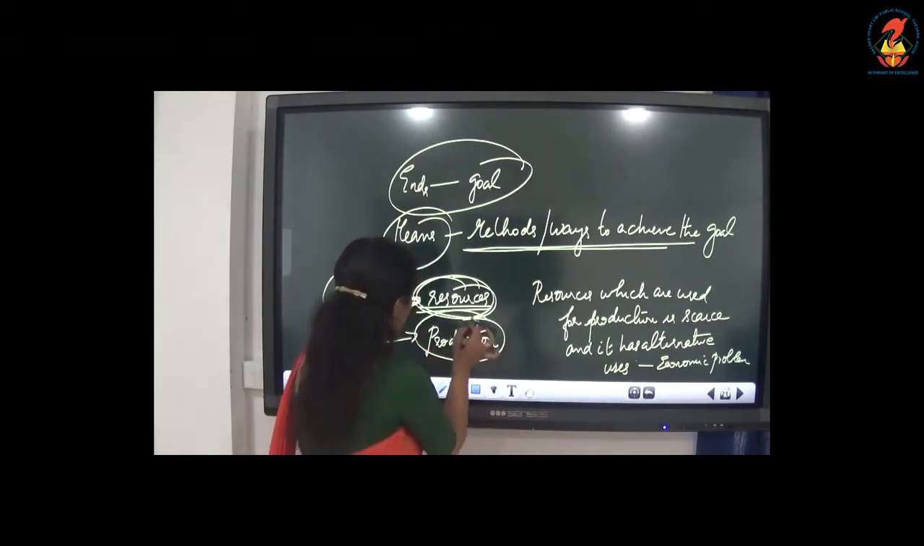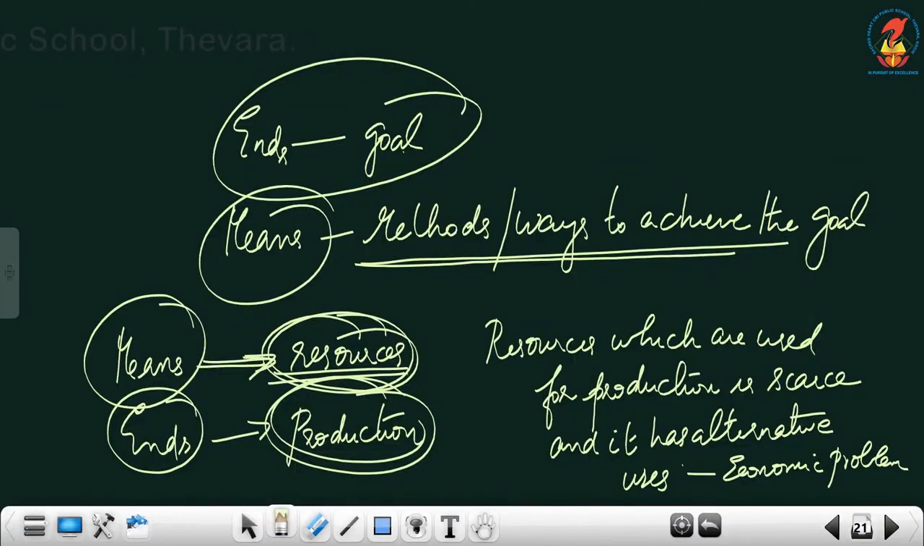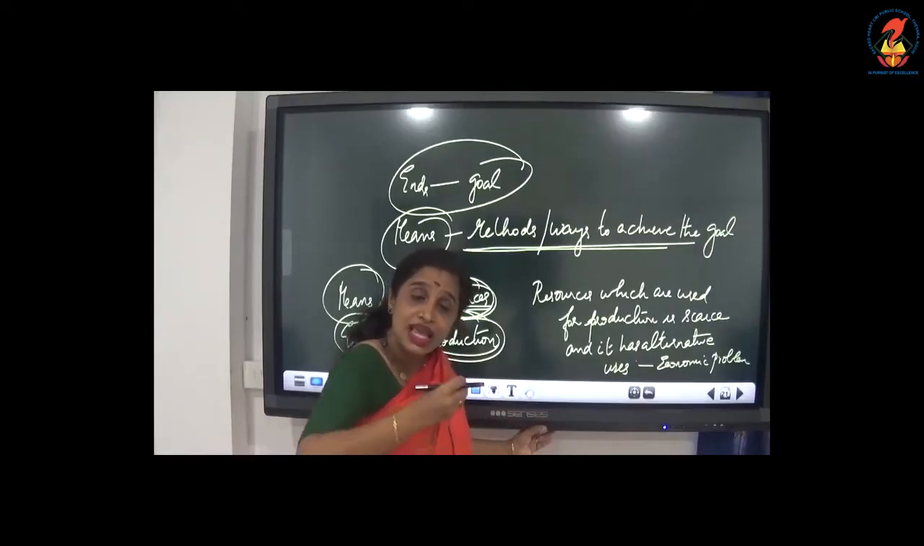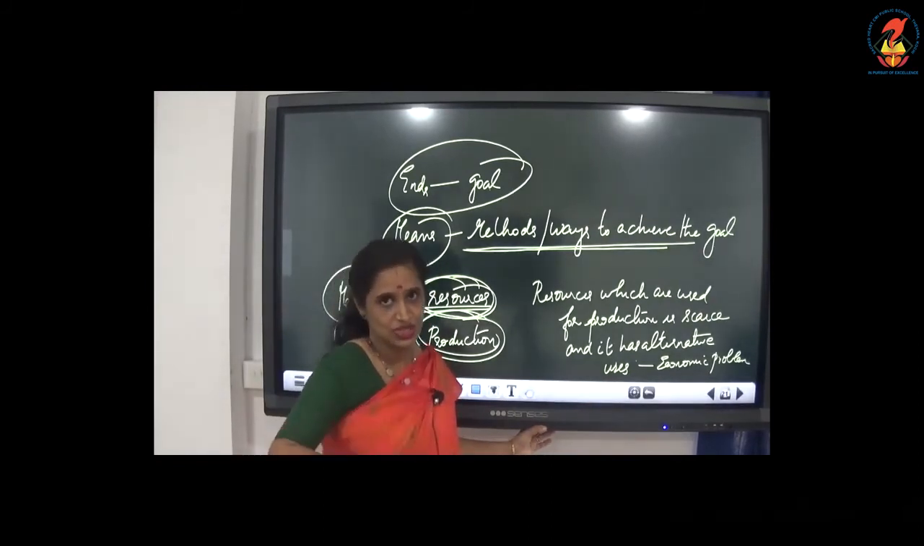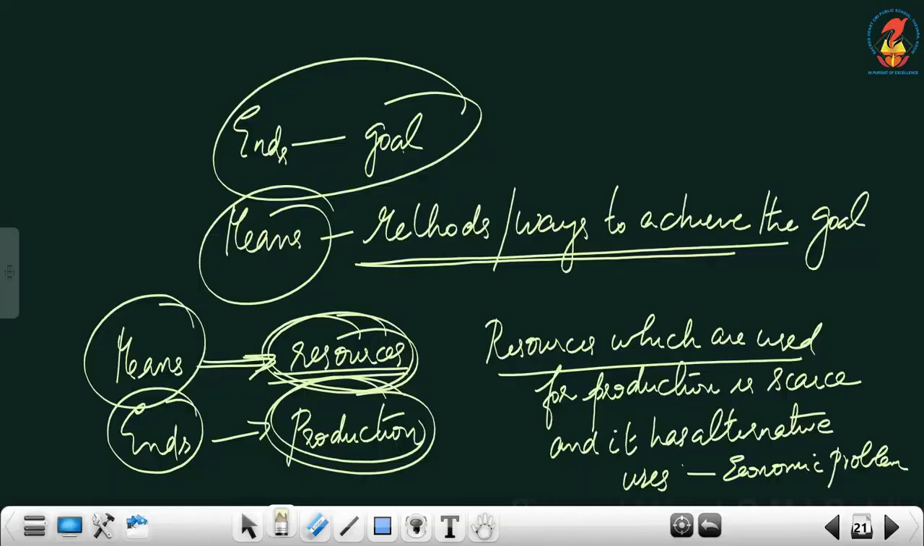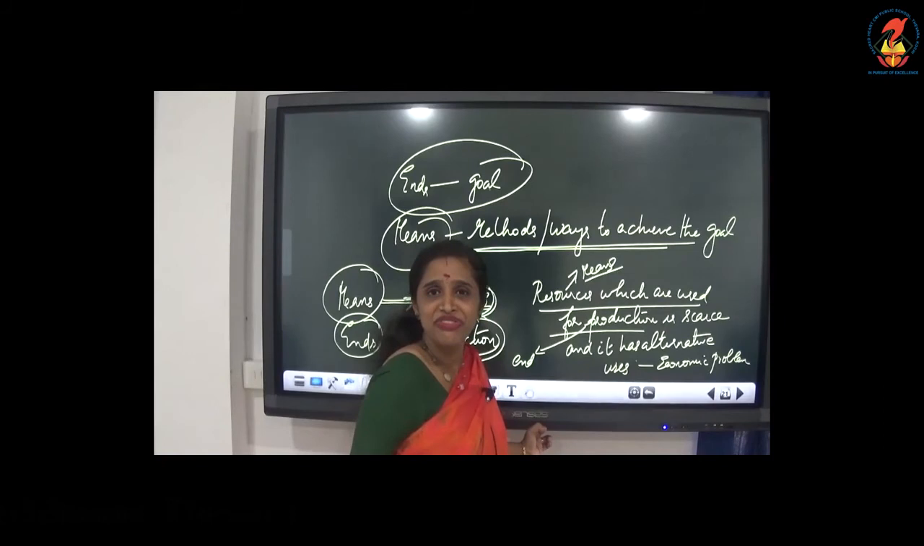So in order to achieve the goal of production, what has to be there? Resources have to be there. But these resources are scarce. Scarce means which have alternative uses. So which is the means here? Resources. That means resources which are used for production. Resources are means. Production is the end. So in order to achieve this end, we have to depend on the means. But these means are scarce and they have alternative uses.